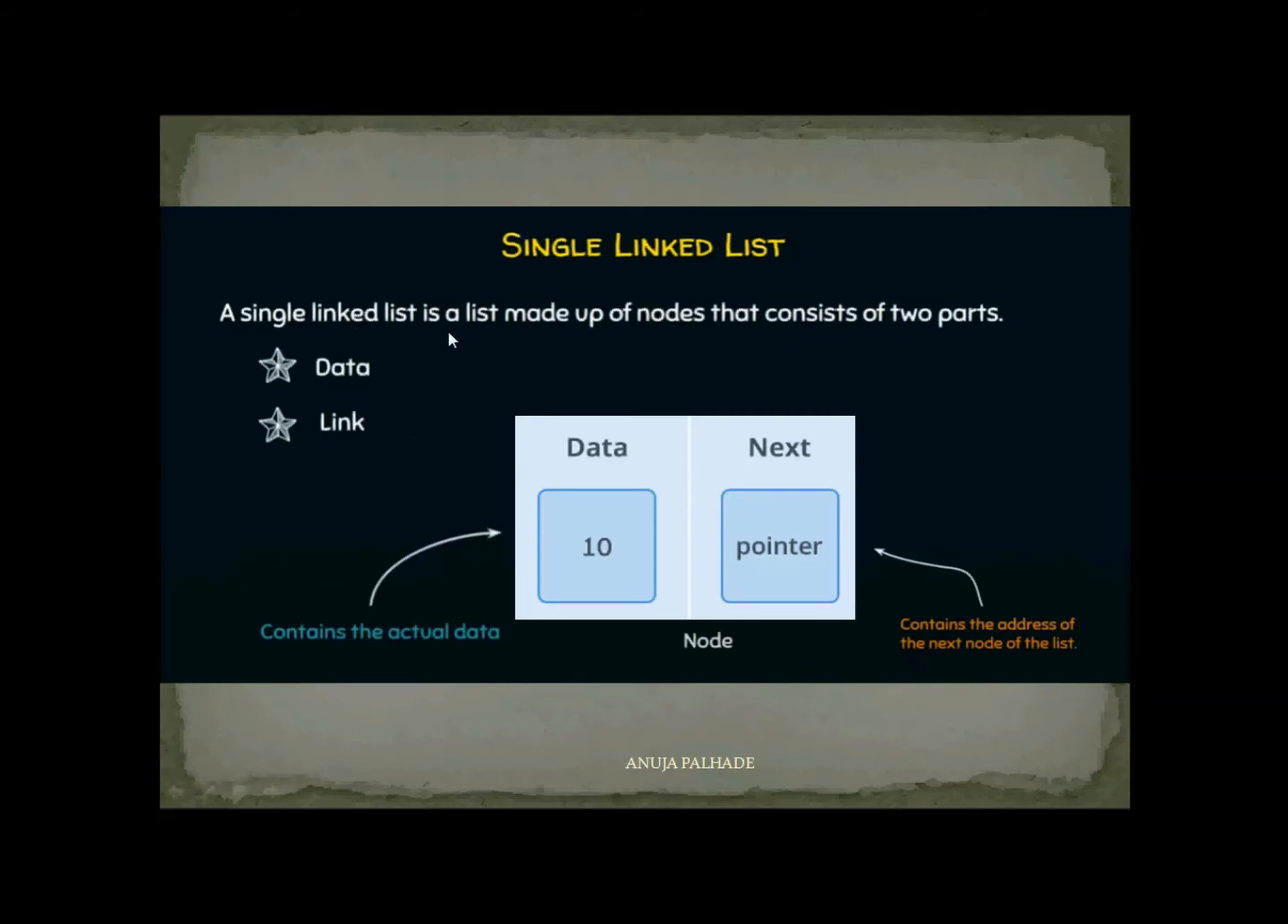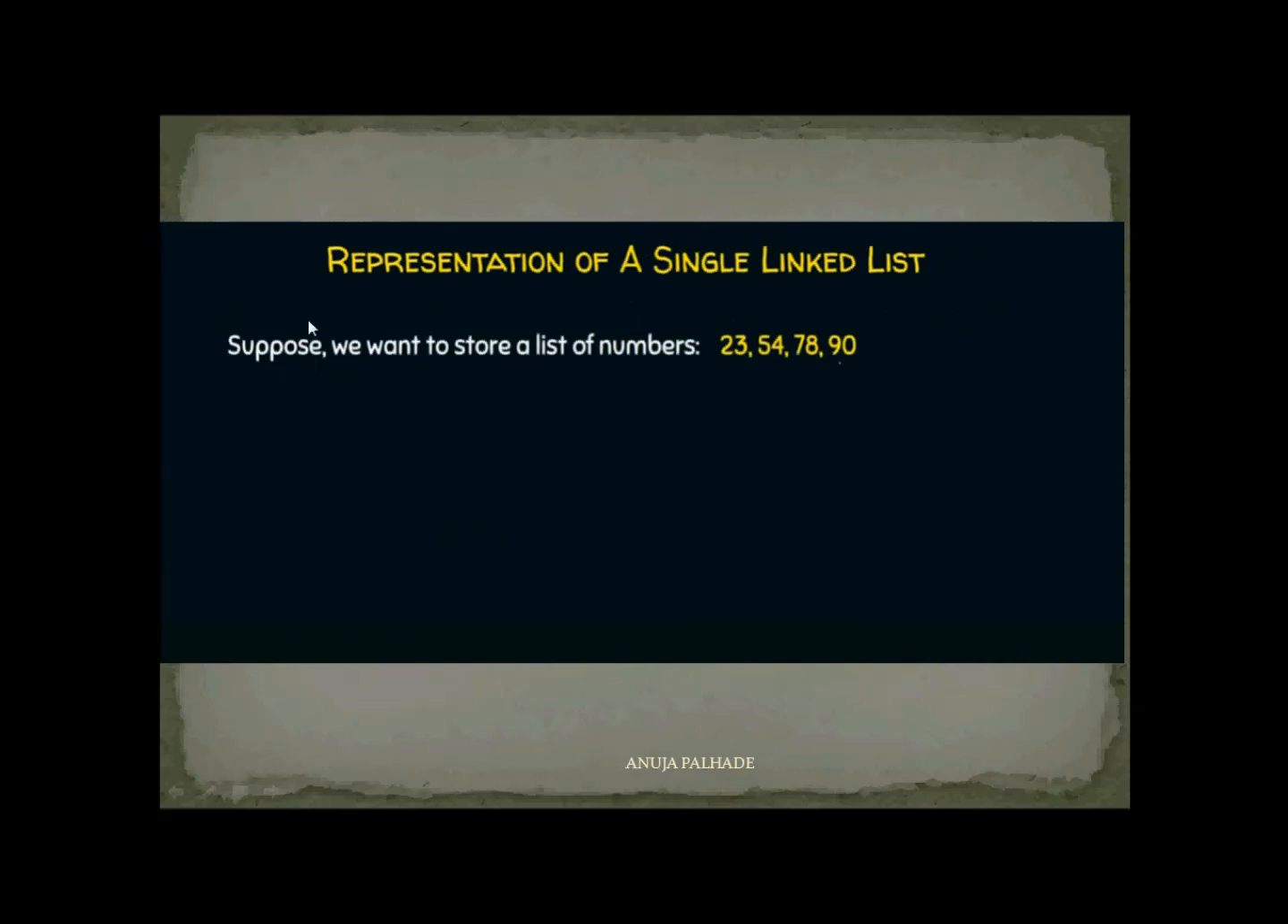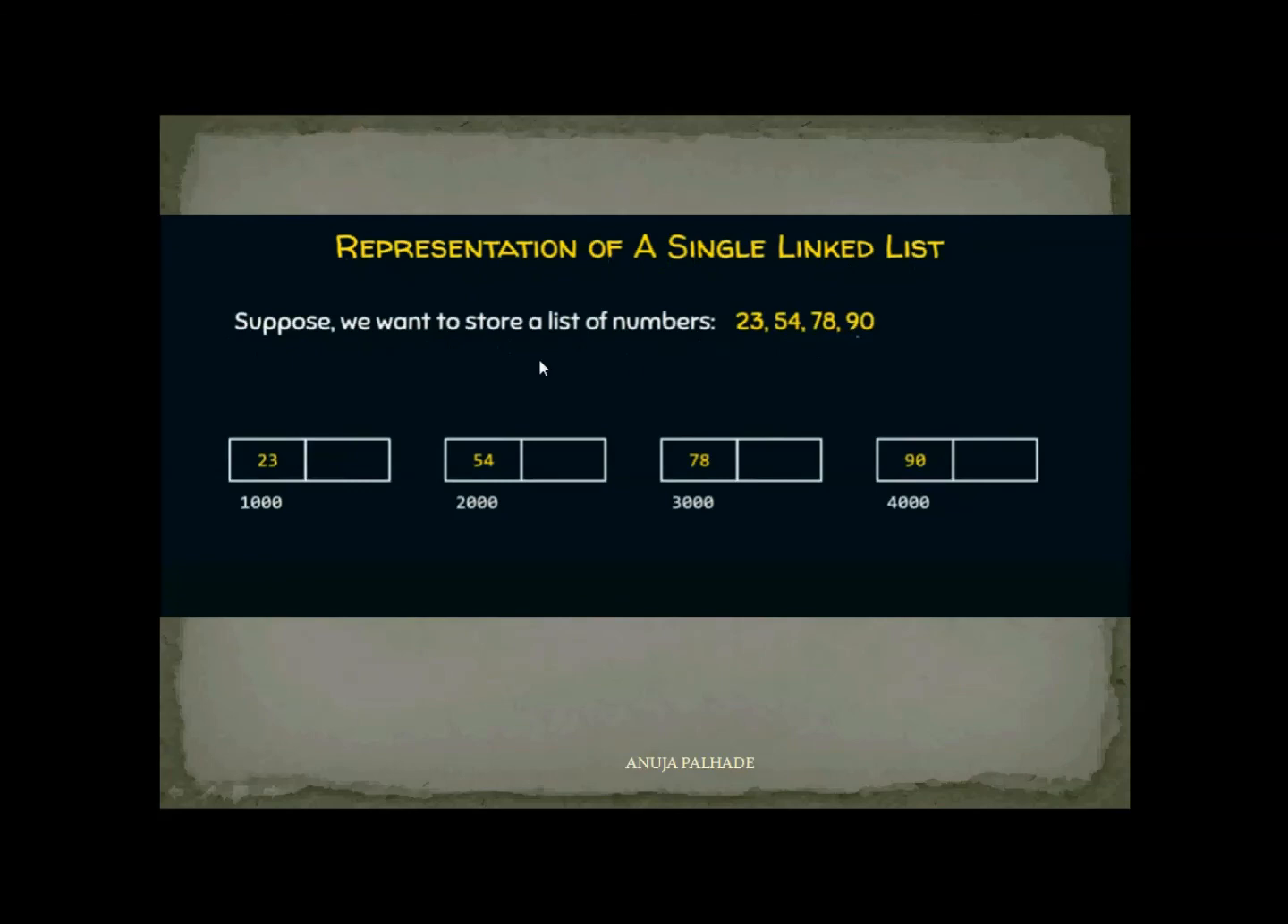A singly linked list is made up of nodes that consist of two parts, the data part and the link part. The data part contains the actual data, whereas the pointer part contains the address of the next node of the list. Now, the representation of a singly linked list. Suppose we want to store the list of numbers 23, 54, 78 and 90. We have to create four nodes for it.